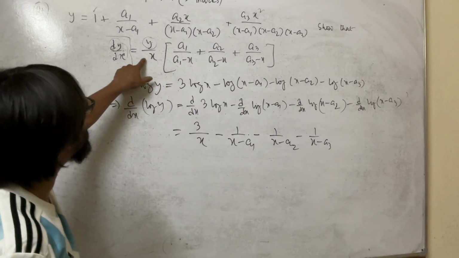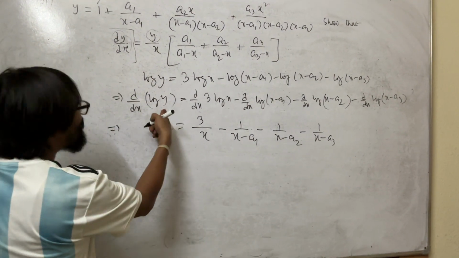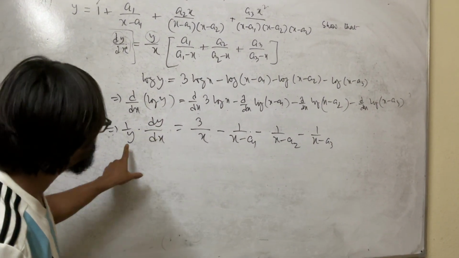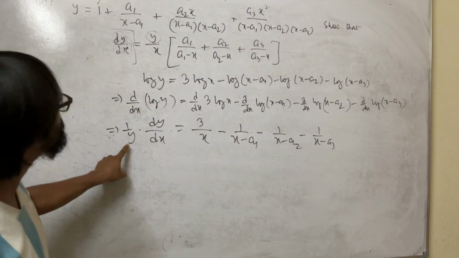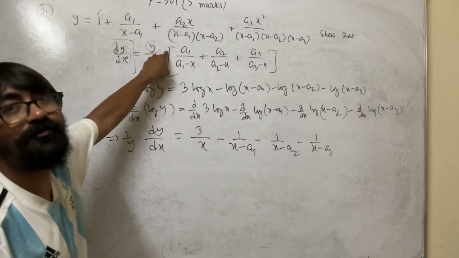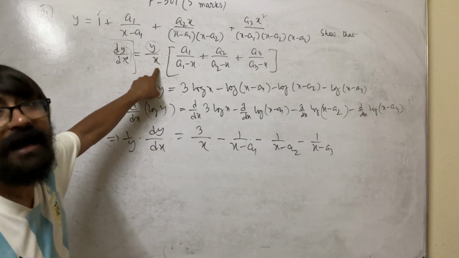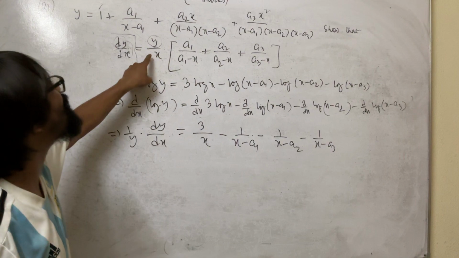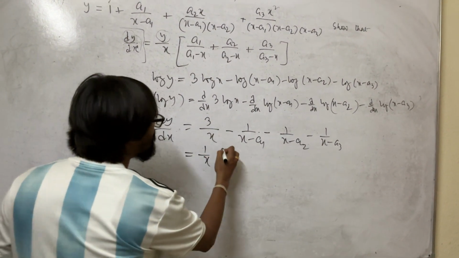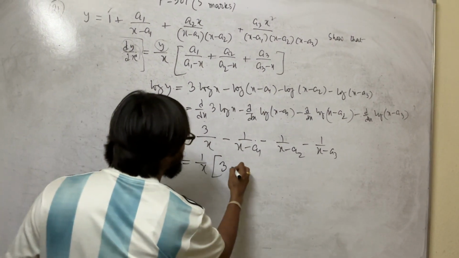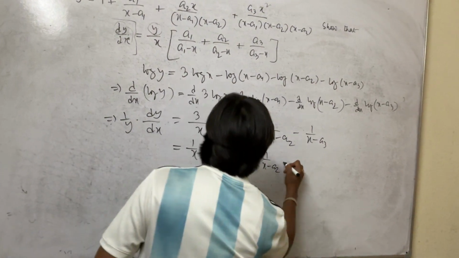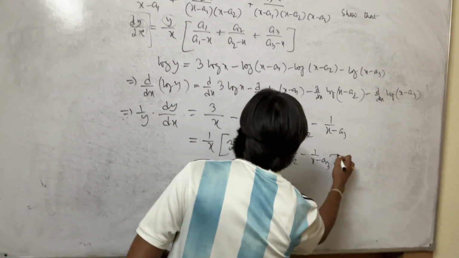Now why do I need to recheck this? D/dx of log y, as I have shown earlier, will be 1 by y dy/dx. Now look at this. I have y on this side, so I can take this y at any time to the other side and make it look like there is a y in the numerator. What is lacking here? I need to reach this, right? So I need to have a y by x. This only happens when I take 1 by x as common. So if I take 1 by x as common, this becomes 3 minus 1 by (x minus a1) minus 1 by (x minus a2) minus 1 by (x minus a3).